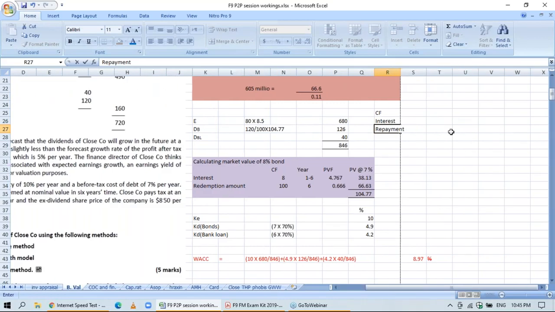So the interest involved in the bond is 8%, which is 8% of 100, the face value, and the redemption amount is 100. Then the time: 8 million will be received from year 1 till 6. And then the redemption will take place after 6 years. The life of the bond is 6 years.